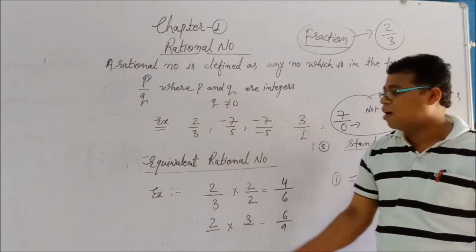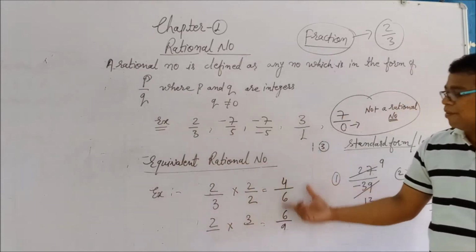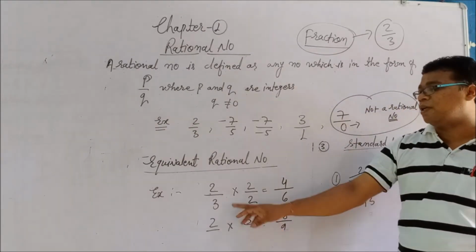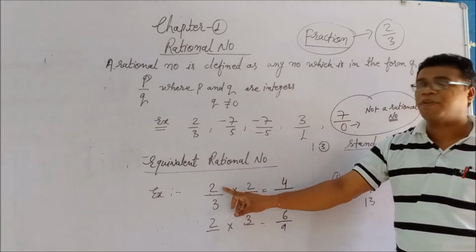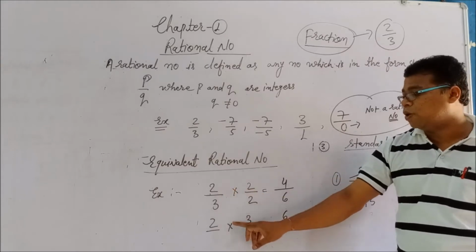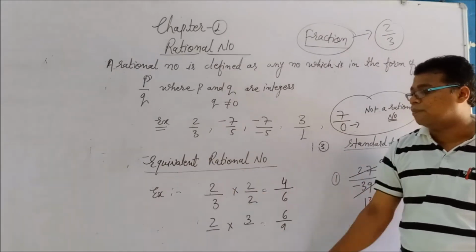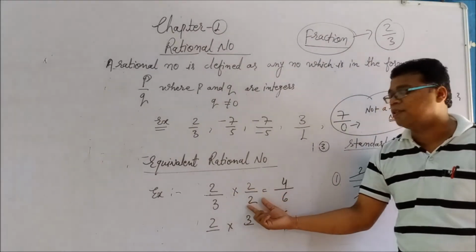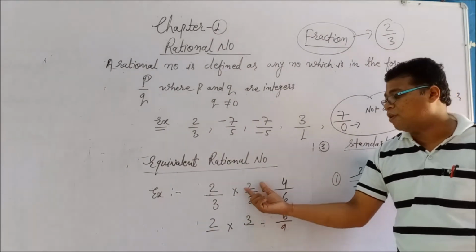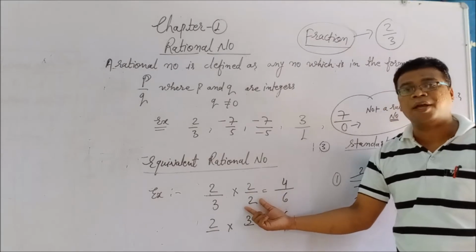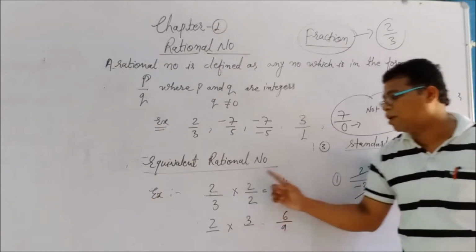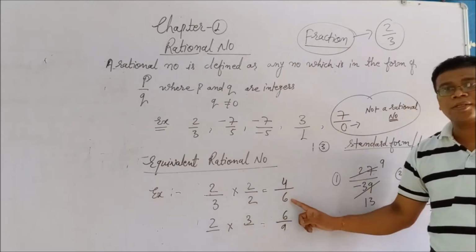For example, how to find an equivalent rational number? I have written one example also. See, from the example things will be clear to you. For example, if the question says find a rational number equivalent to 2 upon 3. So for 2 upon 3, I have to multiply the same number in the numerator and denominator. For example, 2 upon 2, I am going to multiply. So nothing is there. Numerator will multiply by numerator. 2 twos are 4, 3 twos are 6.